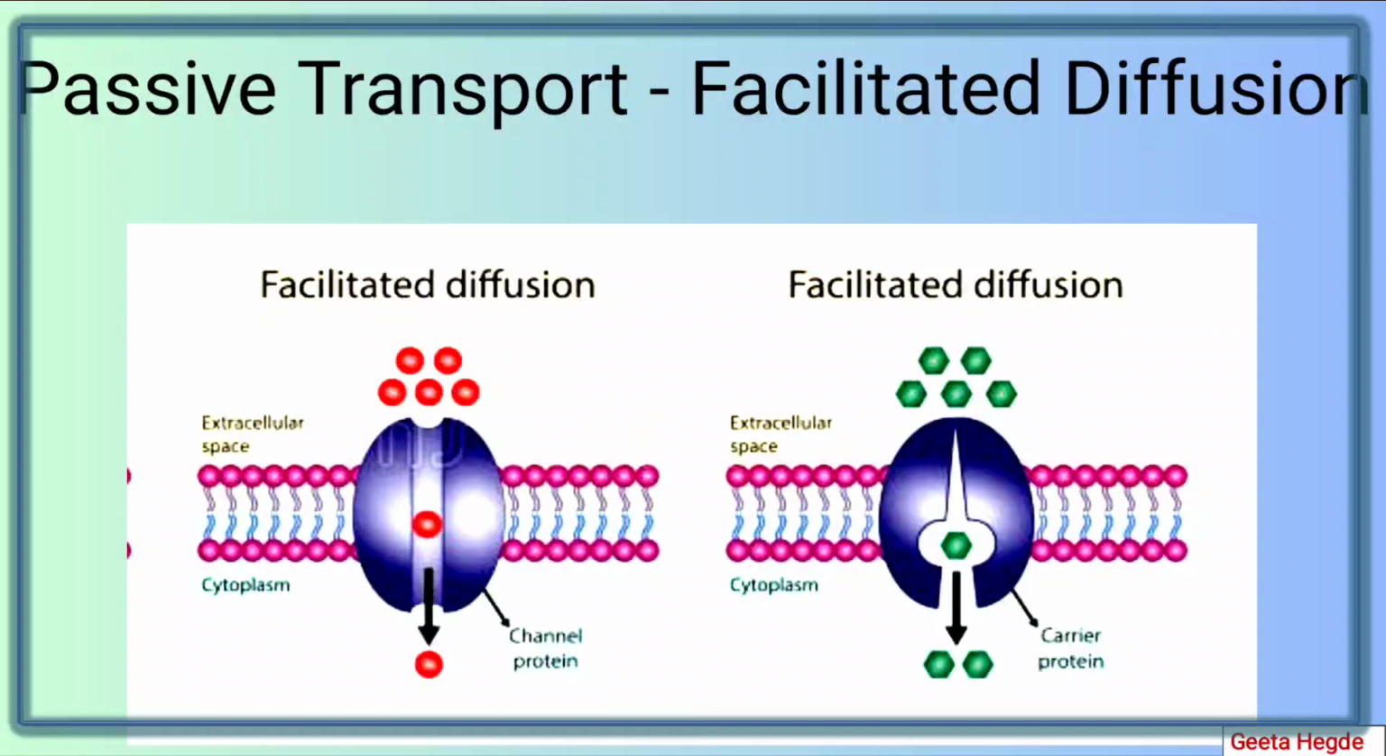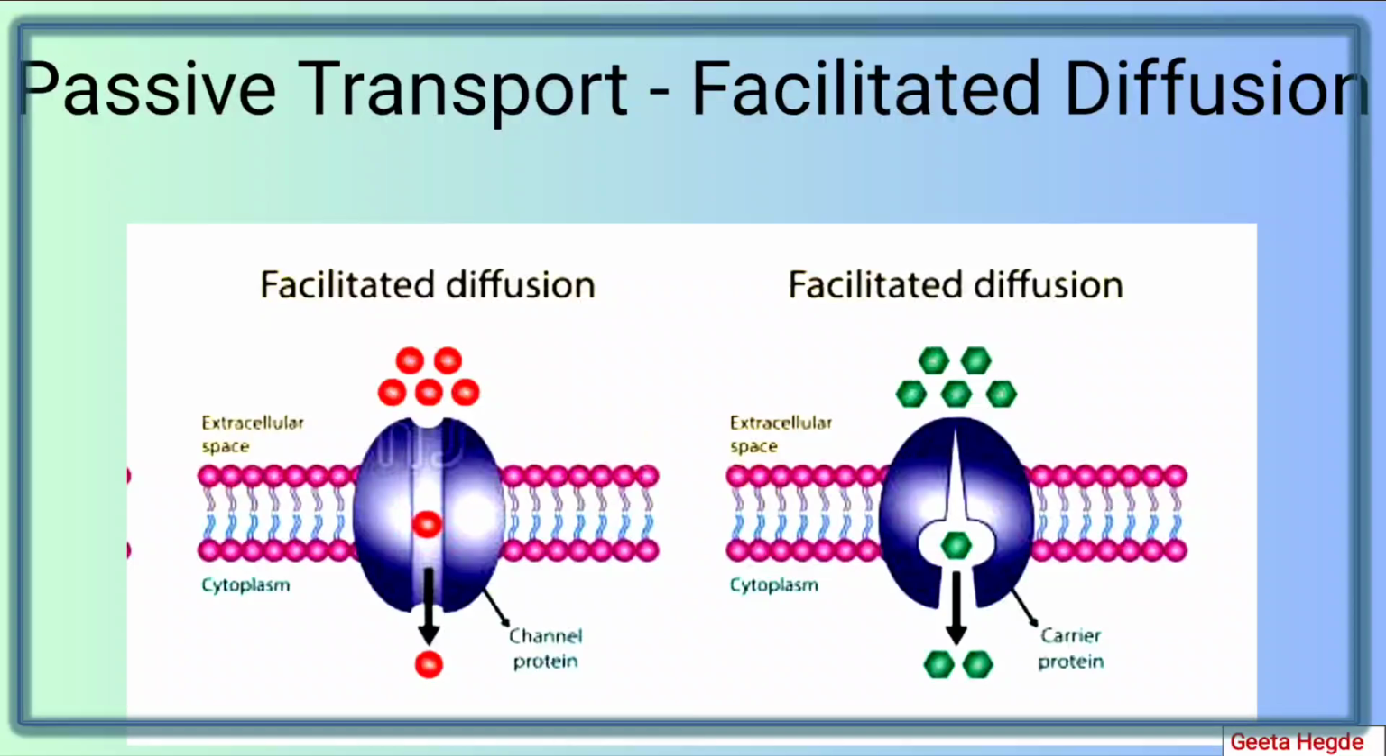These channels can be open all the time. They are known as leaky channels, or they may be gated channels which may open or close in response to specific signals like changes in voltage or binding of molecules. For example, potassium channels allow only potassium ions to move across the membrane, which is crucial for maintaining the membrane potential. The second is facilitated diffusion through carrier protein.